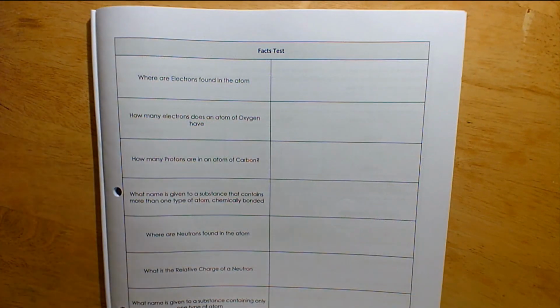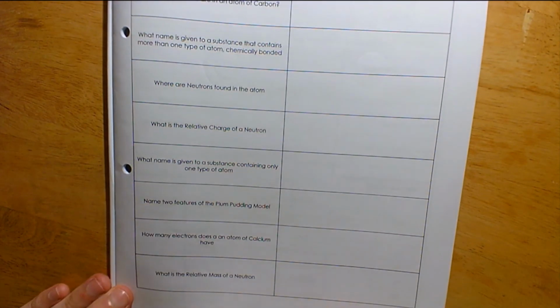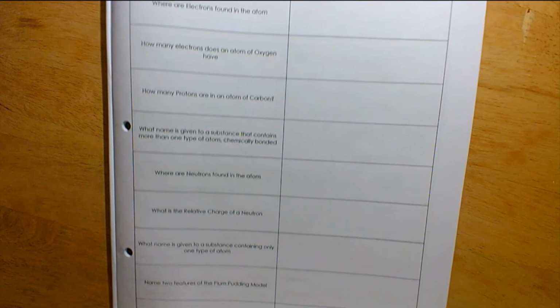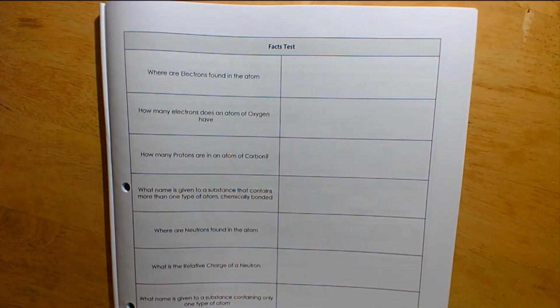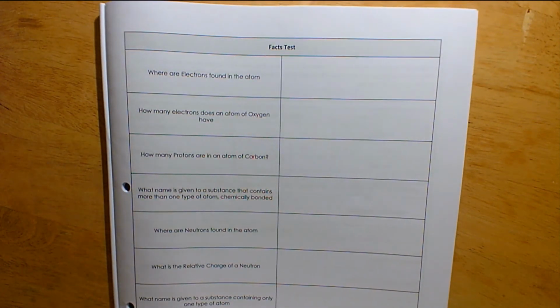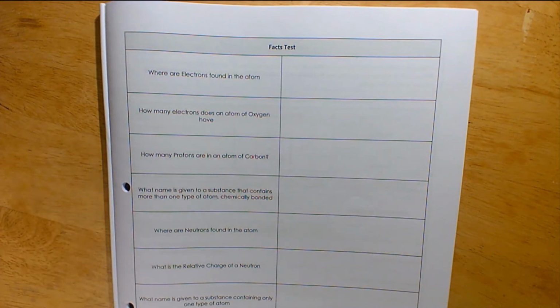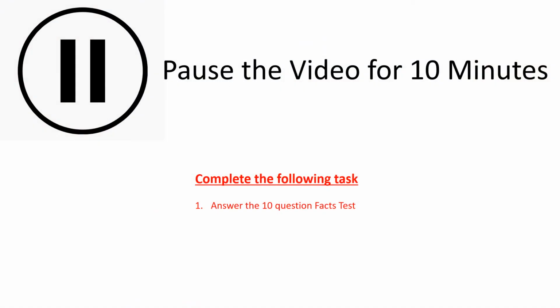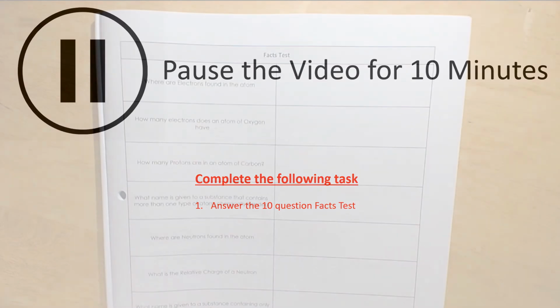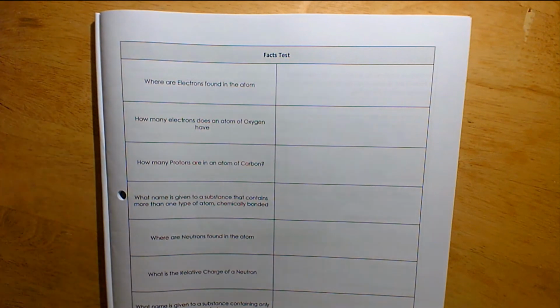So here you have a 10-question facts test. All of these questions relate to this topic, and particularly to the stuff covered in this particular lesson. So you have 10 minutes to complete that facts test. As we're going through this, just make sure that you're correcting your answers in green, and you're going to give yourself a score out of 10 at the end.